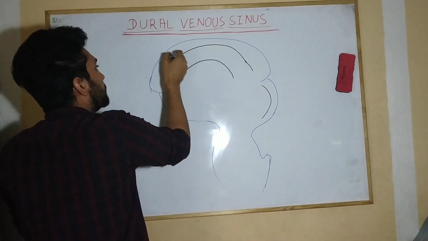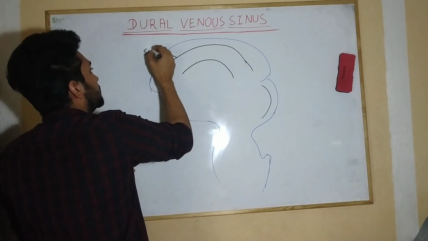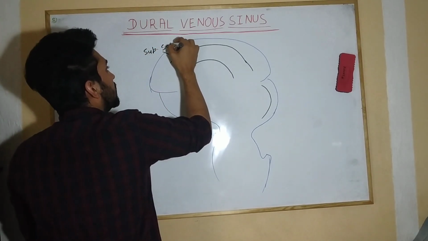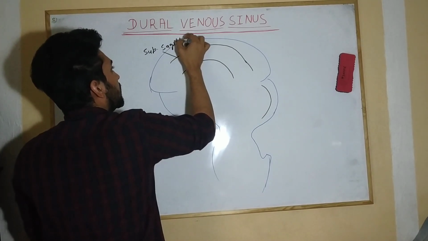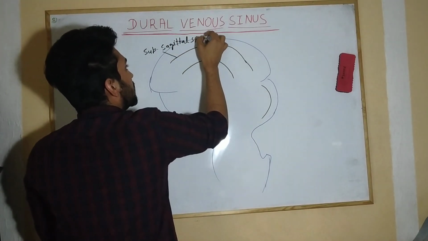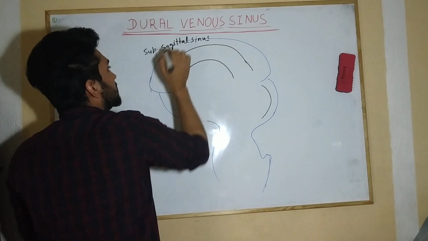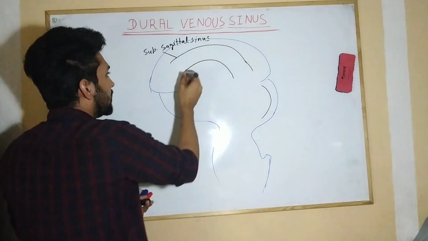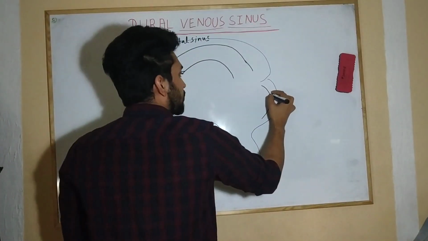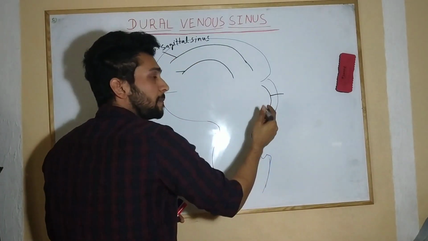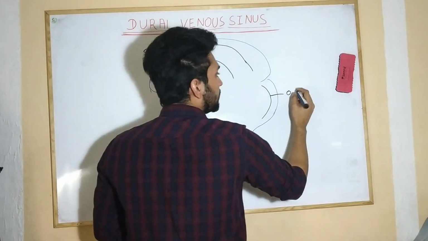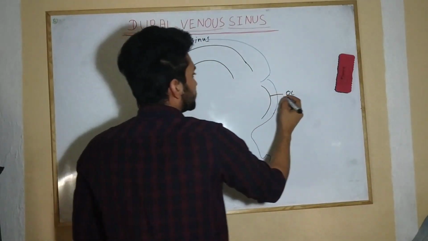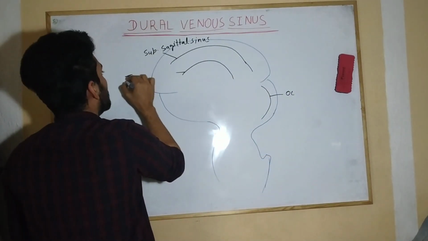This superior sagittal sinus is the father. Who will be the mother? The mother is not the inferior one. The occipital is the mother. So this is the occipital, and this will be the inferior.